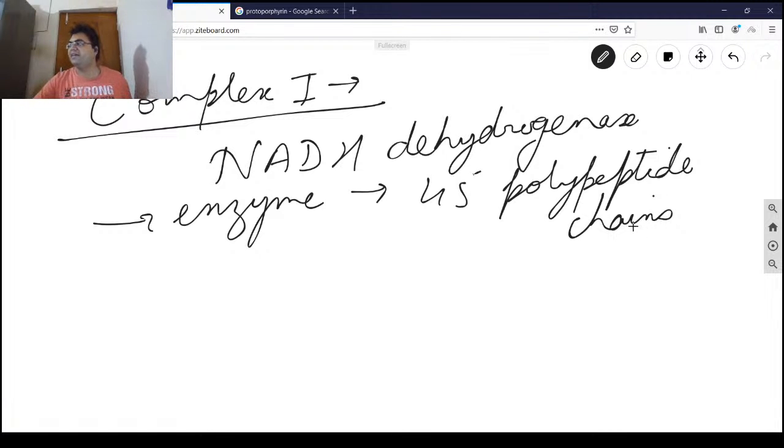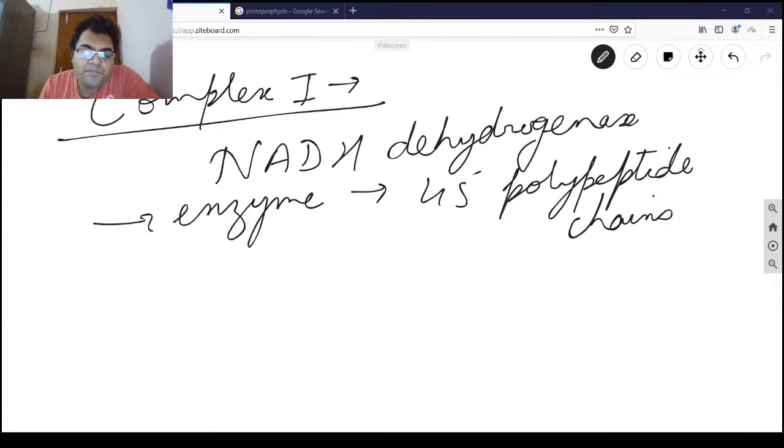45 polypeptide chains are present in that enzyme. Okay, just imagine how huge that enzyme is. It contains the flavoproteins, it contains 8 iron sulfur centers also, and the 3D structure, when it folds, is an L-shaped structure.